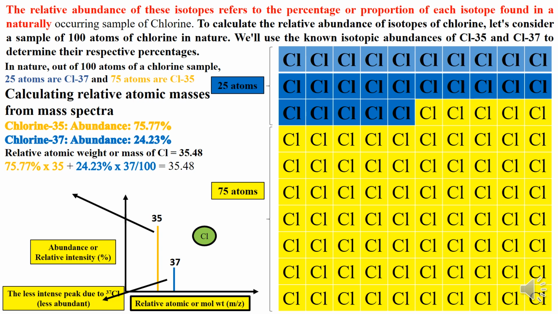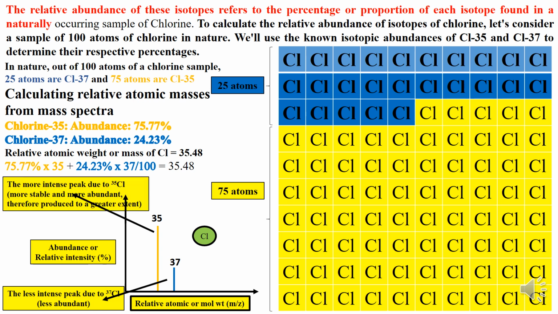This is because the less intense peak is due to their less abundance. They are less stable and less abundant. And that is why the peak is less intense. While the Cl35 peak is more intense because it is more stable and more abundant and therefore produced to a greater extent.